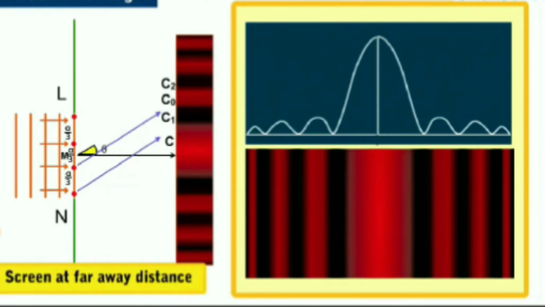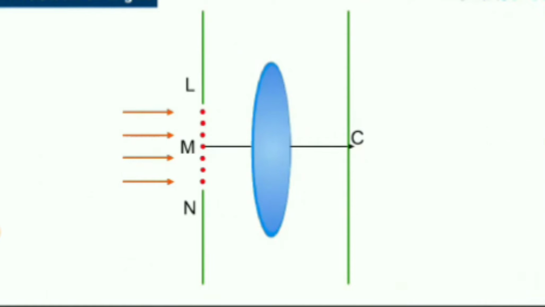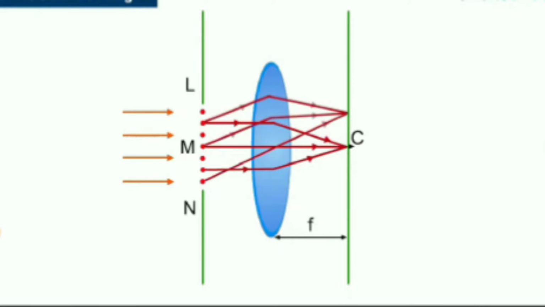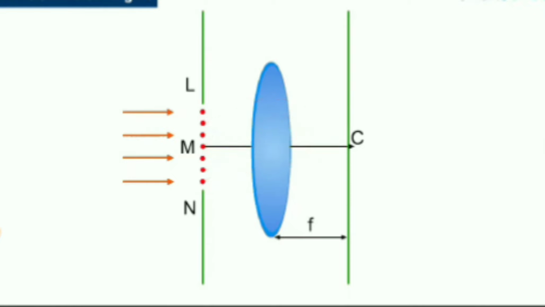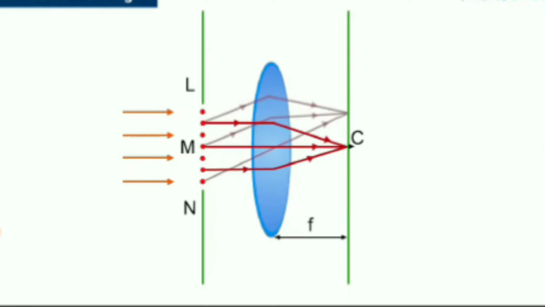So far, we assumed that the source and the screen are placed far away from the slit. In such cases, the intensity of the fringes on the screen is low. If a converging lens is placed after the slit and the screen is placed at the focal point of the lens, then the parallel rays from the slit converge onto the screen to give a bright diffraction pattern. Note that the lens does not create any extra path difference in a parallel beam of light.